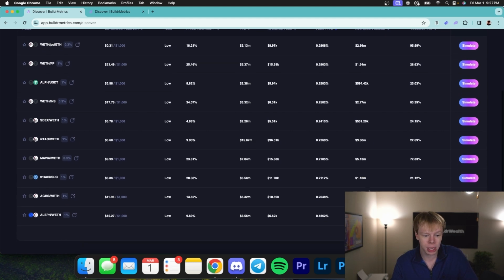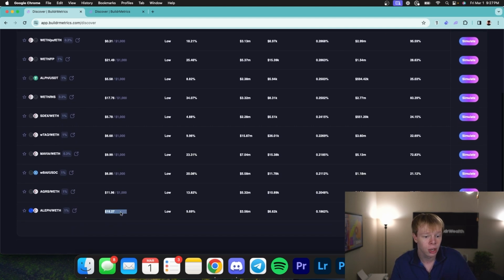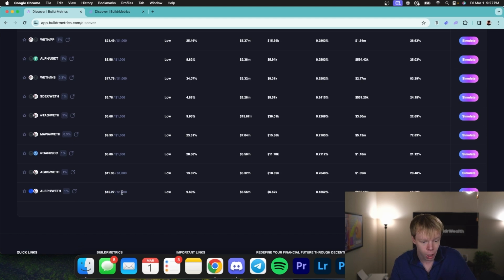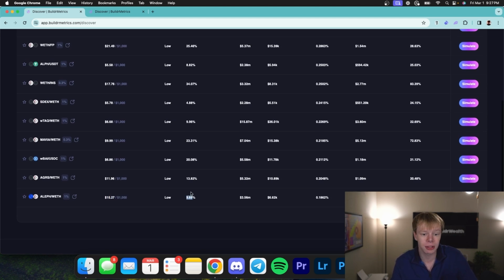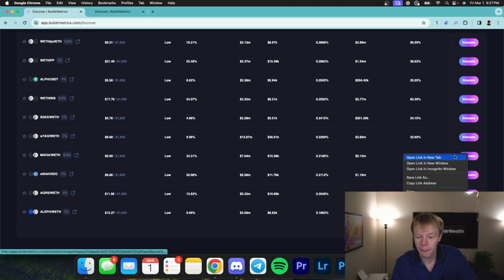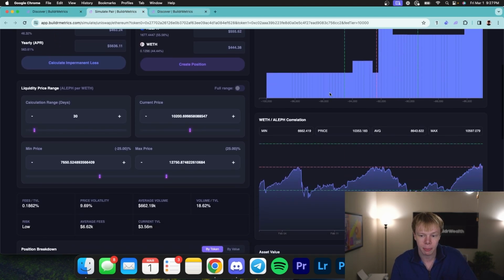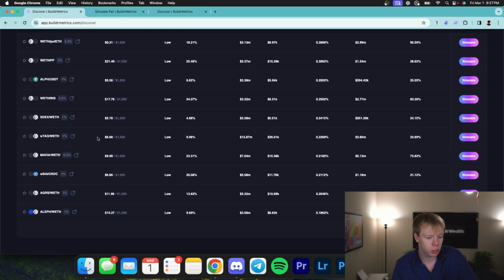So one example is going to be this Aleph to WETH position. This is showing a $15 estimated fee per 24 hours per $1,000 deposit. Now, this has a reasonable amount of volatility, only sitting at 9%, and for reference, ETH as well as some other assets are sitting at around 6%, 7%. So I would say this is a good pool to pull up. I'm going to go ahead and click simulate, and it's going to pull up the page where we can actually calculate the potential return.